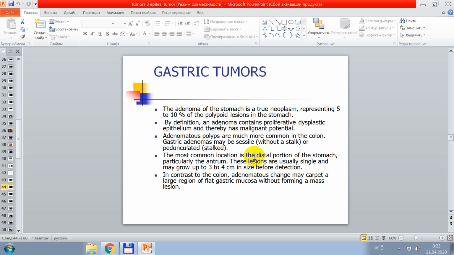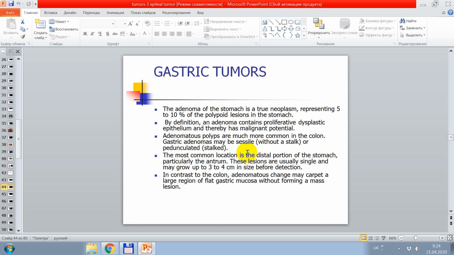Gastric tumors. The adenoma of the stomach is a true neoplasm, representing 5 to 10% of the polypoid lesions in the stomach. By definition, an adenoma contains proliferative dysplastic epithelium and thereby has malignant potential. Adenomatous polyps are much more common in the colon. Gastric adenomas may be associated with or without a stalk.